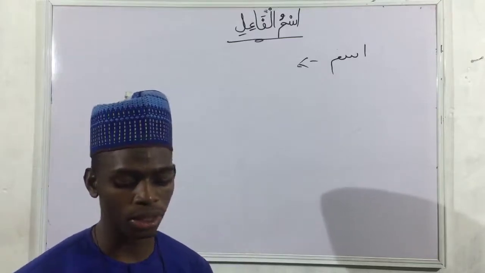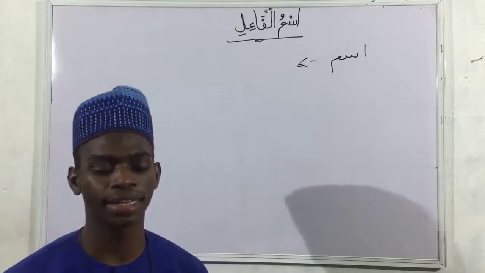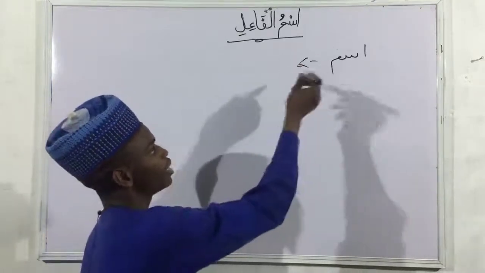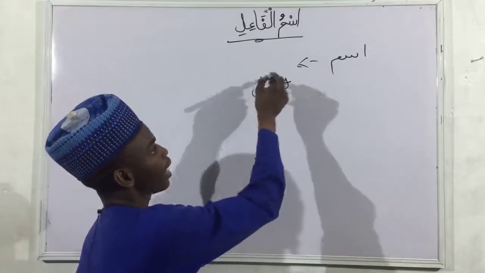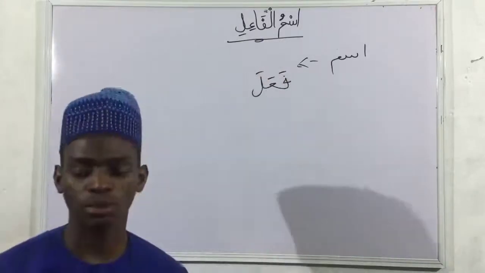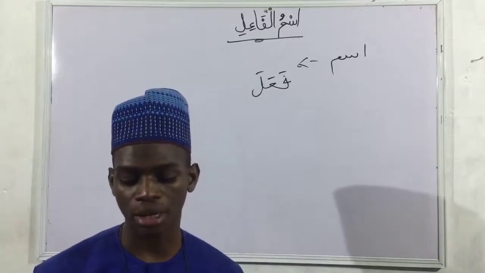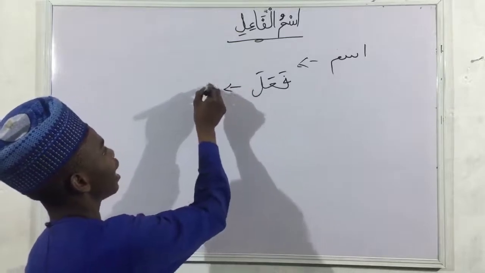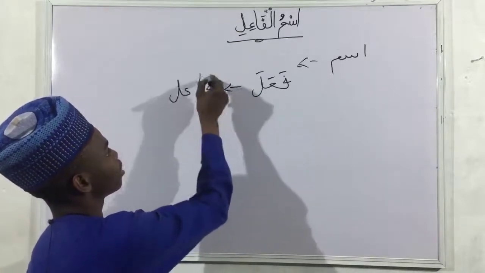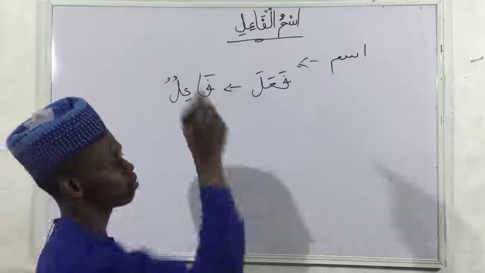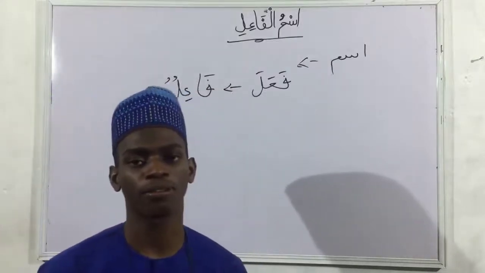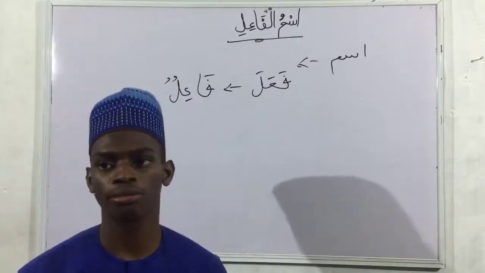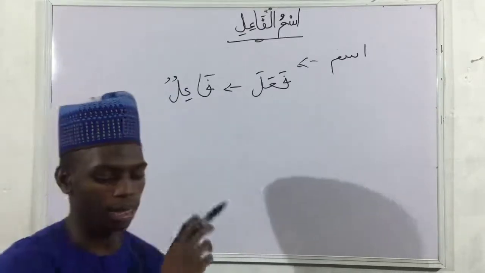وَهُوَ مِنْ ثُلَاثِيٍّ عَلَى صُورَةِ فَاعِلٍ. That is, if it is from a fi'l thulathi, let's say for example we have a fi'l in the shape of fa'ala, then when we want to form it, عَلَى صُورَةِ فَاعِلٍ, it will come on the shape of what? Fa'il. So that is how we recognize an ism fa'il in a sentence: when it is in thulathi form, it takes the shape of fa'ilun.